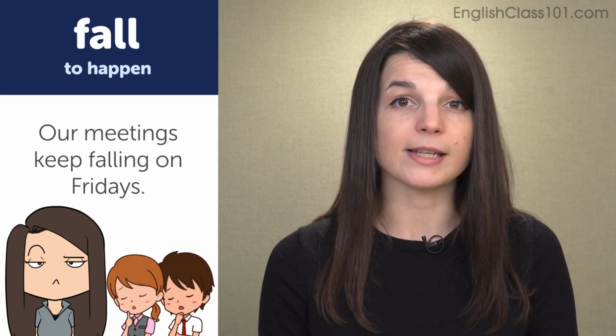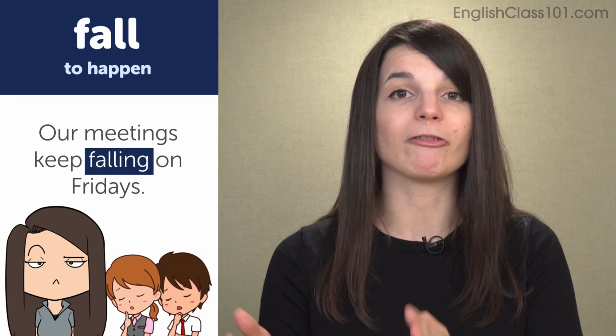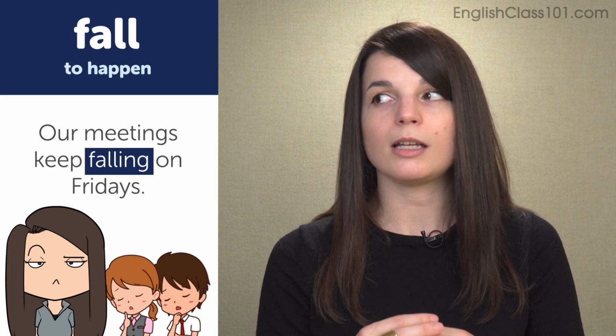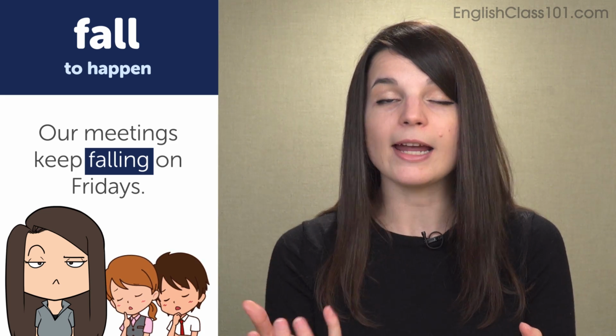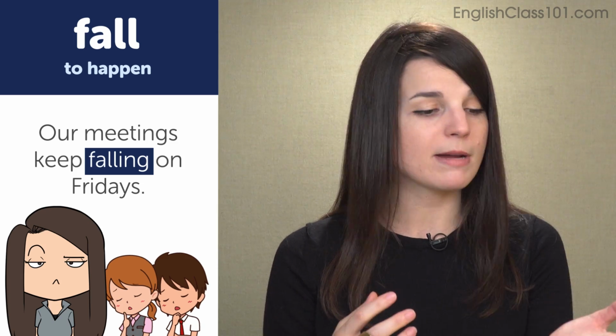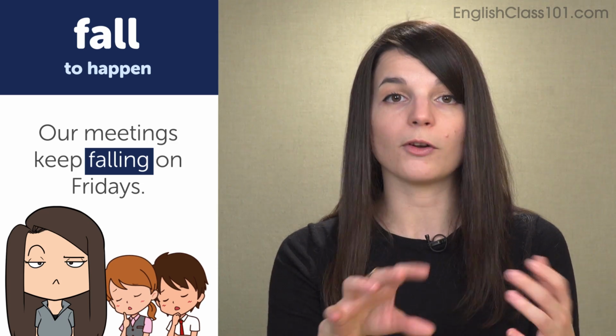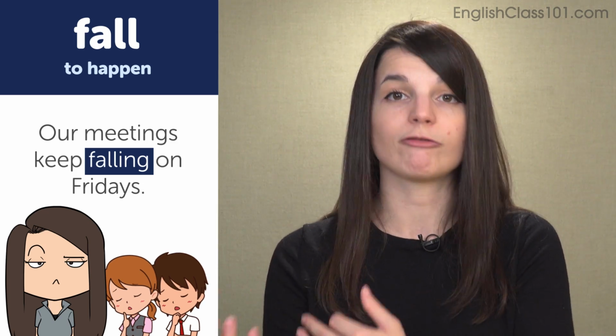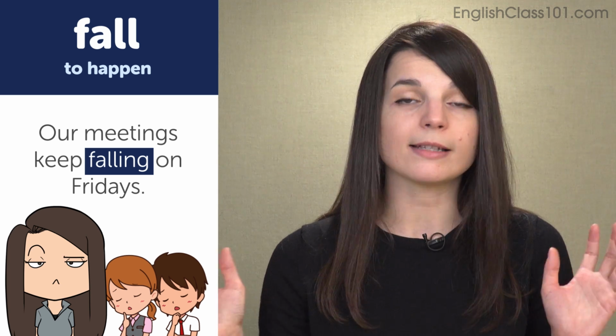In the second example sentence, our meetings keep falling on Fridays. We're using the pattern keep plus the ing form of the verb, which means that repeatedly something is happening. Our meetings continue to fall. So our meetings continue to happen on Fridays. Okay, so it just means happen in this way.